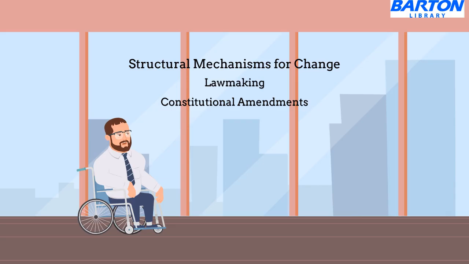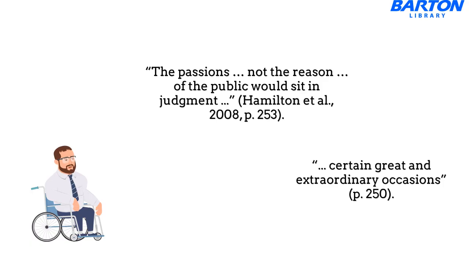The framers did not intend for a regular use of amendments, as they did not want to imply the Constitution was defective or use the process to satisfy volatile popular whims. Madison warned in Federalist No. 49 that the passions, not the reason, of the public would sit in judgment if the government resorted to a frequent amendment process. Instead, amendments were to be reserved for certain great and extraordinary occasions.